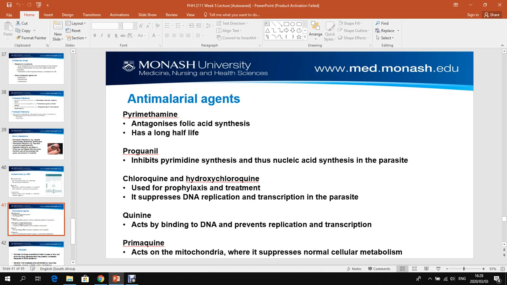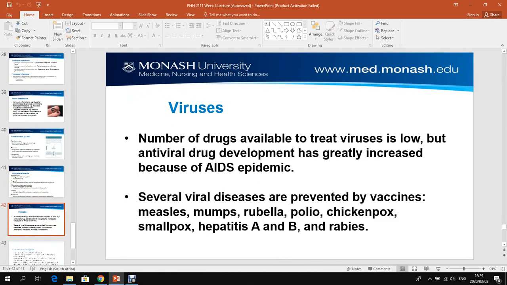Their mode of action is basically by suppressing the DNA replication and the transcription in the parasite. We also have a drug called quinine. Quinine is rarely used because of its adverse effects, but it acts on DNA by binding to DNA and prevents its replication and transcription. The last group is a drug called primaquine, which also acts on cellular structures such as mitochondria, where it suppresses the normal cellular metabolism. So these are some of the anti-malarial drugs.